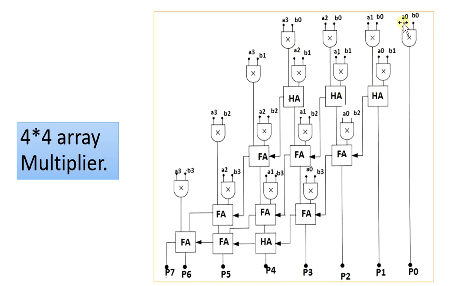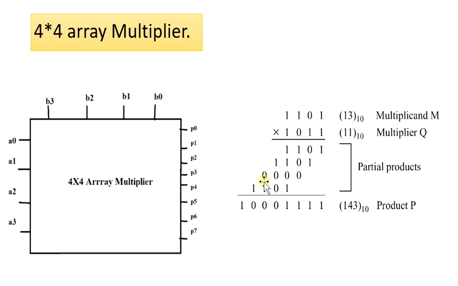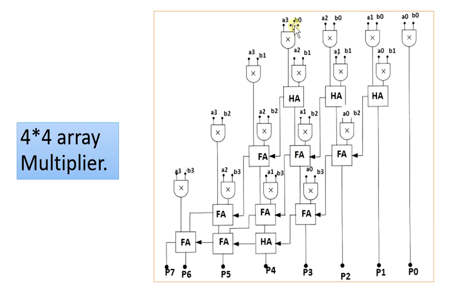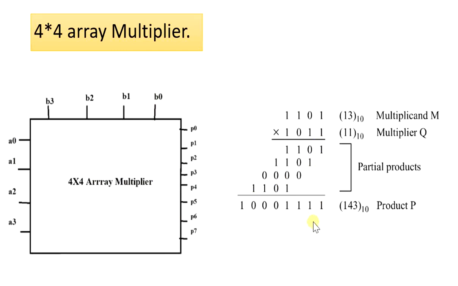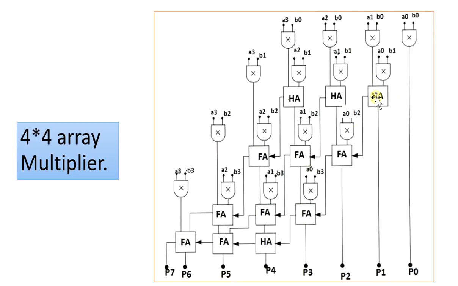So I have the terms A0 B0, A1 B0, A2 B0, A3 B0, A3 B1, A2 B2, A2 B1, A1 B1, A0 B1. You can see that these product terms are nothing but the partial product terms obtained in the multiplication process. When you want to combine these terms and perform the addition, you will have to make use of half adders and full adders depending upon the number of terms involved in the addition process.